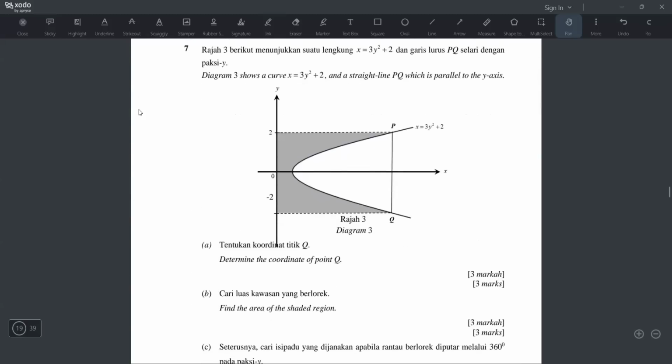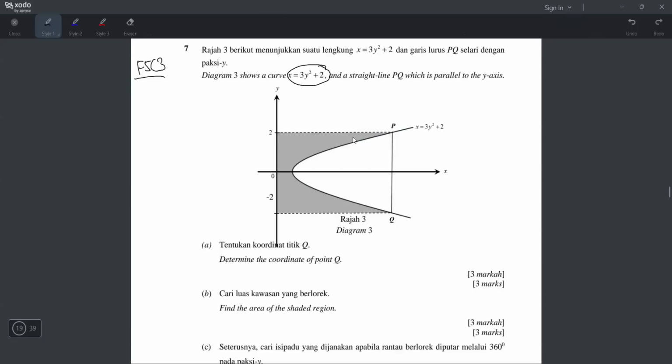Okay, let's do number 7 now. Okay, just by looking at the diagram, I think this is an integration soalan from chapter 3. Okay, pengamiran. Okay, so let's read the soalan. Diagram 3 shows a curve x equals 3y square plus 2. Okay, I can see it. And a straight line PQ which is parallel to the y-axis. So this PQ line and y-axis is parallel. Okay, I think this negative 2 is supposed to be here. Okay, dia silap tulis. Okay, so this line and this line is parallel.